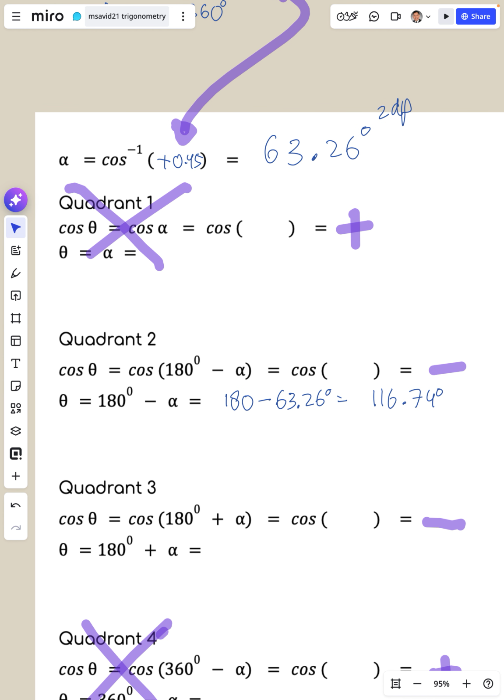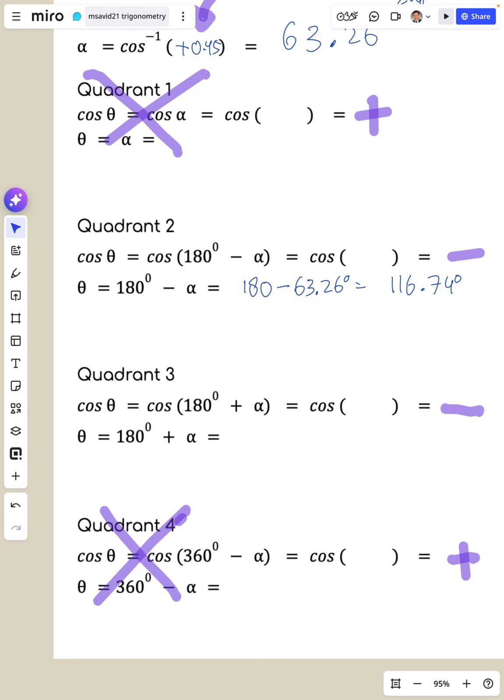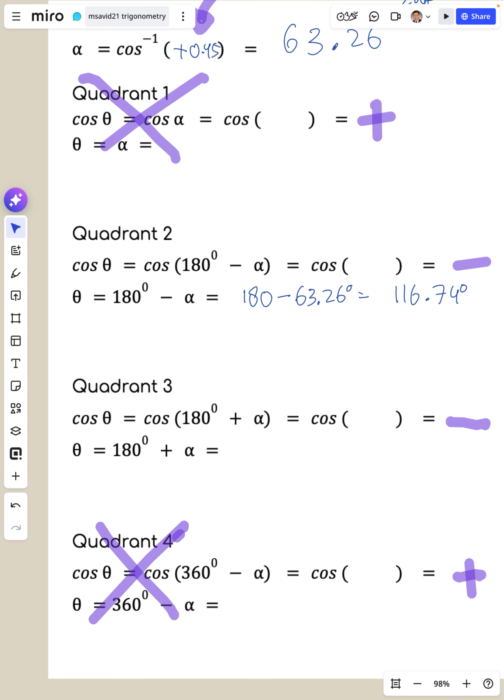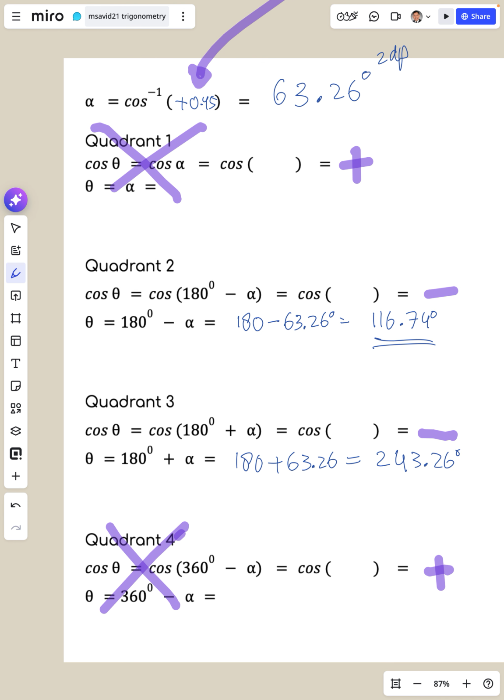The other answer is quadrant 3, 180 plus alpha. So 180 plus 63.26. What will you get? You're going to get 243.26 degrees. So we have two answers here, 116.74 and 243.26. Now this is the correct answer, and you're supposed to get full marks if you give these two answers.